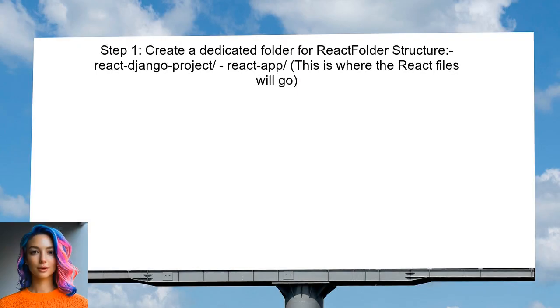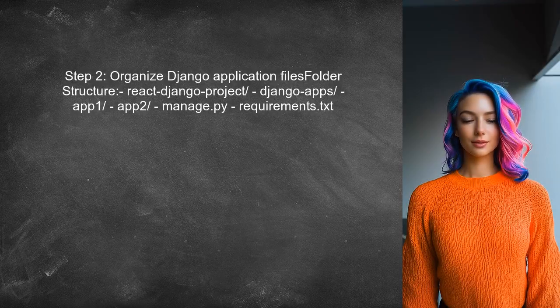To establish a clear folder structure for a React and Django REST project, the user should start by creating a dedicated folder for the React application. This helps in keeping the front end and back end organized. Next, the user should place the Django application files in a separate folder. This separation allows for easier management of both the back end and front end code.